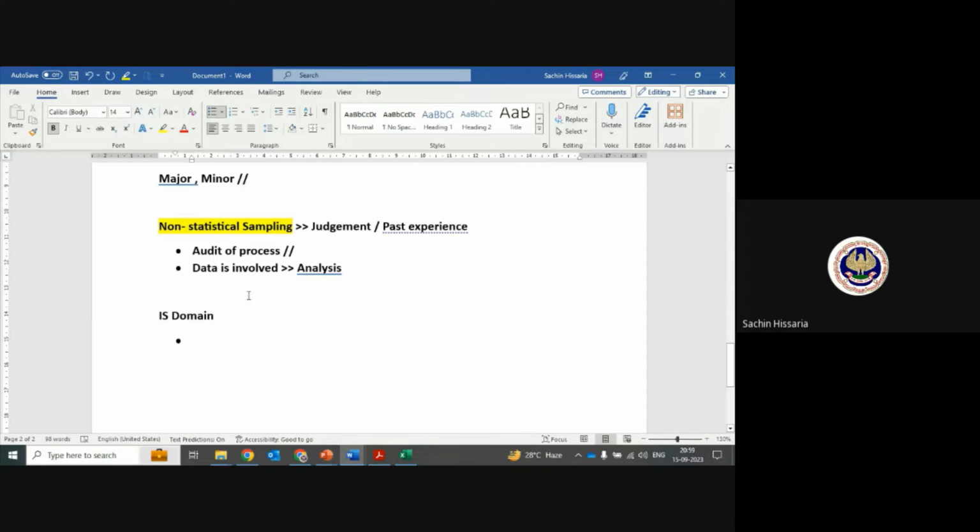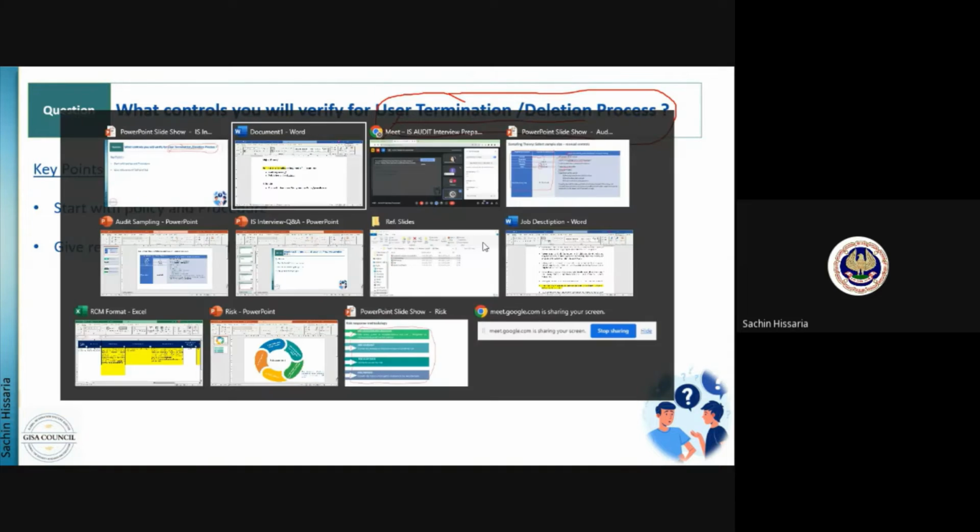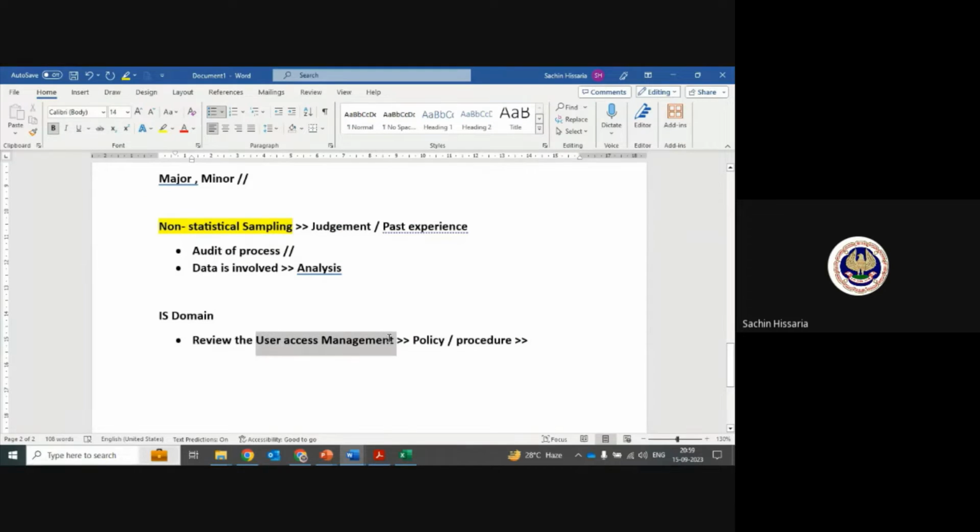As an auditor, first I will review the user access management policy of the company. Here I will review the policy and procedure document of the company. This is the first step, or first line, that you need to say. Here the interviewer has asked about the user deletion process. Now user deletion process is covered in the user access management policy and procedure. So I will start my answer like this.